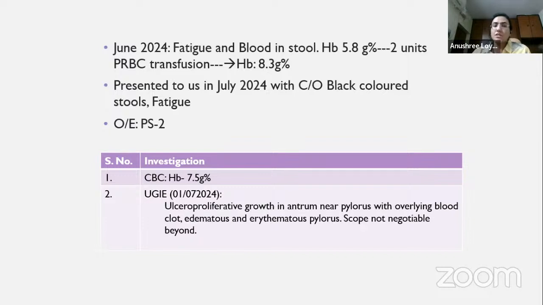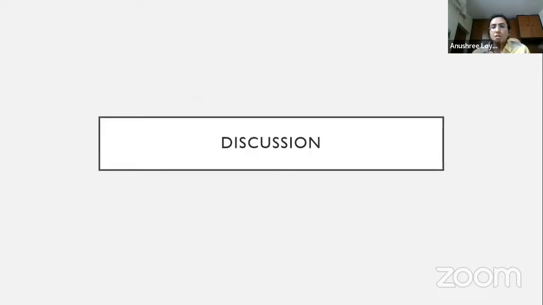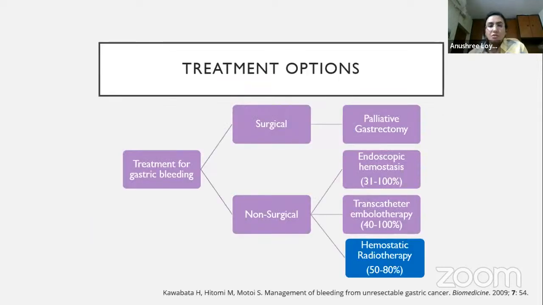On evaluation, his hemoglobin was 5.8 gram percent. He was transfused, and his hemoglobin came to 8.3 gram percent. Then again in July 2024, he presented with similar complaints. On evaluation, his hemoglobin again dropped to 7.5 gram percent. When we did an upper GI endoscopy, it showed an ulcero-proliferative growth in the antrum with an overlying clot. On examination, his performance status was 2. So let us discuss what treatment options we have for him.